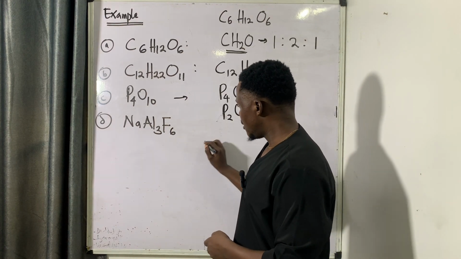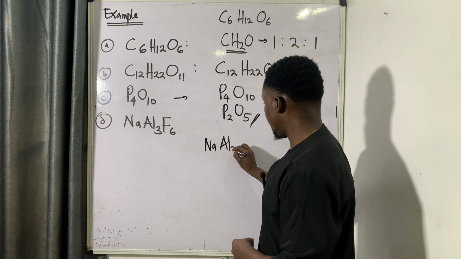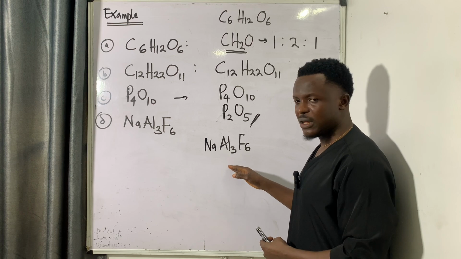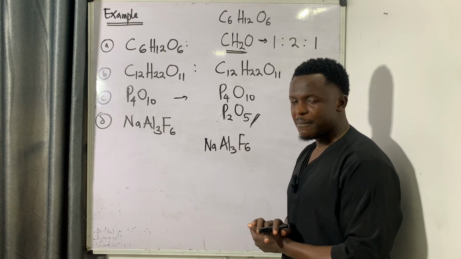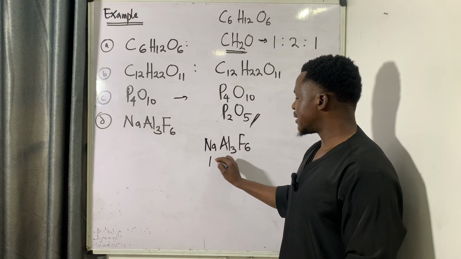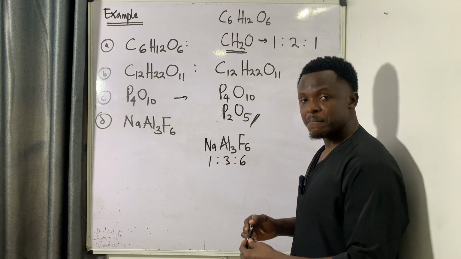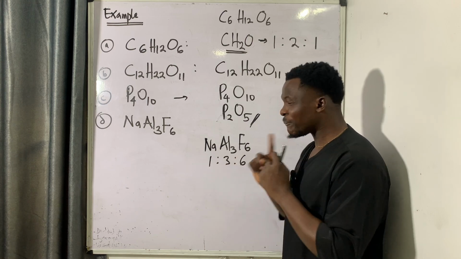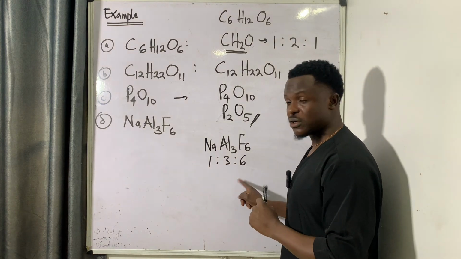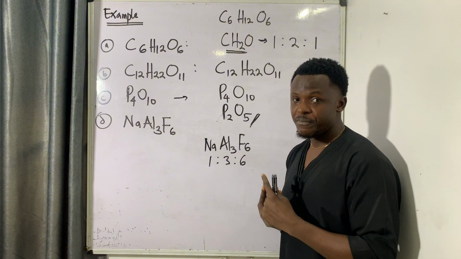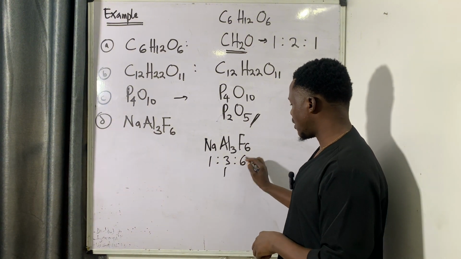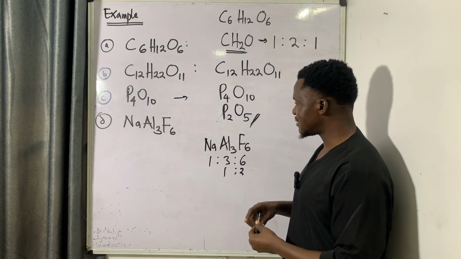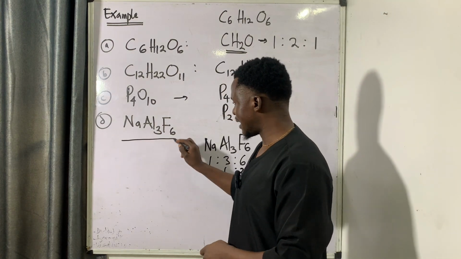Now, NaAl3F6. Now this is actually an empirical formula and also a molecular formula, because we cannot break this further than this. Remember, we are looking for a number that will run through these three values. Apart from 1, you cannot use 1 to divide through, because anything divided by 1 is still that same value. Right? 3 can go into itself 1, 3 can go into 6, 2, 3 cannot go into 1. Right? It means that this is the simplest form this can take.